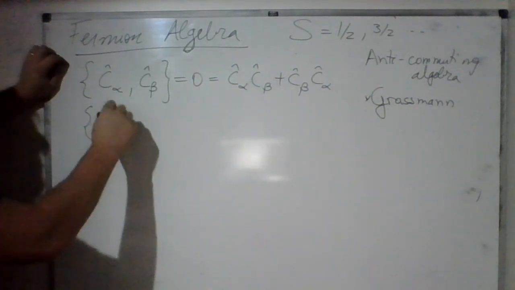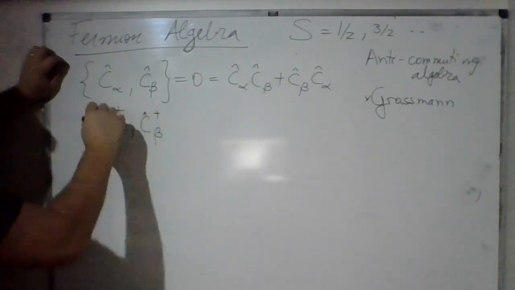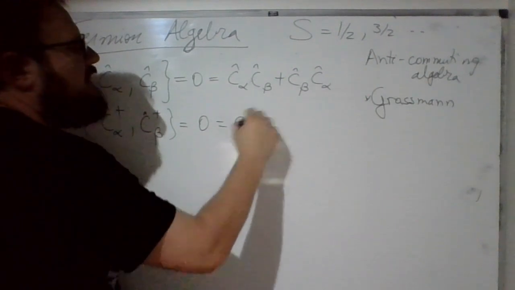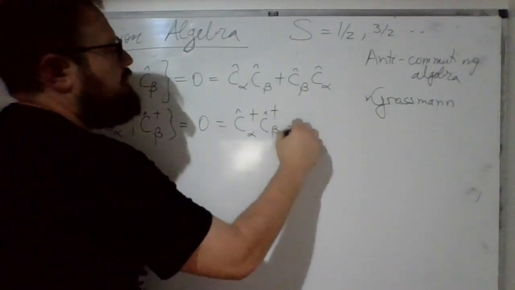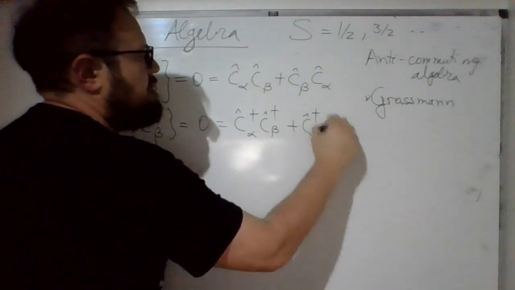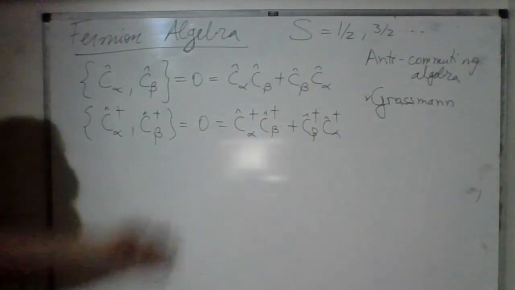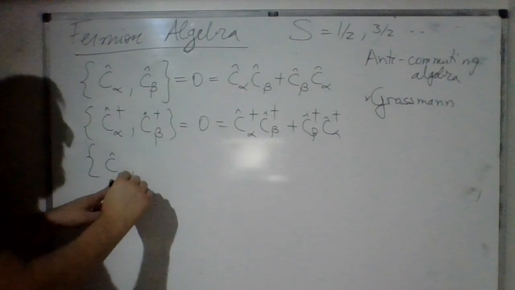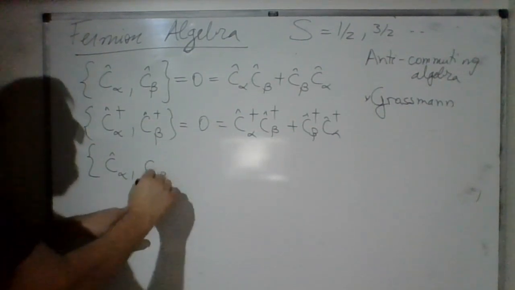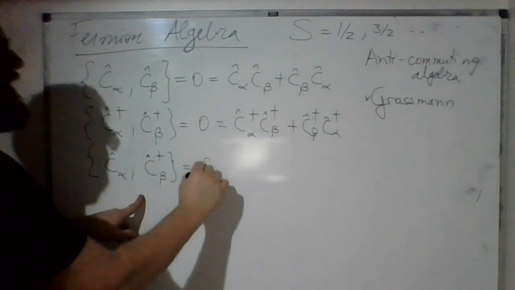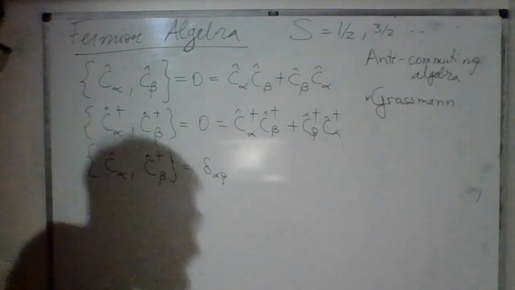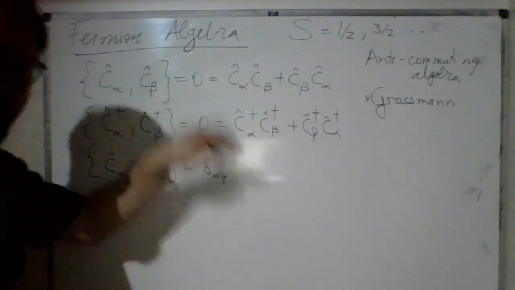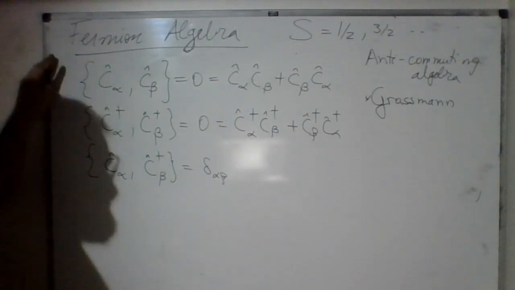So of course, for two fermions, the anti-commutator of the creation operators is also 0. So C alpha dagger, C beta dagger plus C beta dagger, C alpha dagger, anti-commute. And finally, if you pick up some annihilation operator and you anti-commute it with a creation operator, you'll find the Kronecker delta. Okay, so they are almost the same, but boson commutators, fermion anti-commutators.